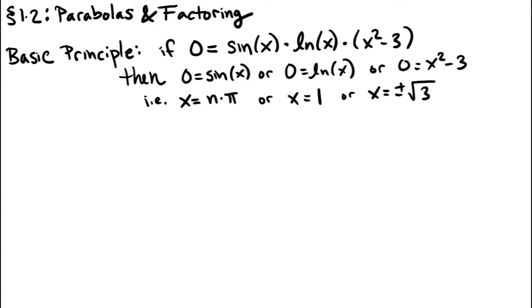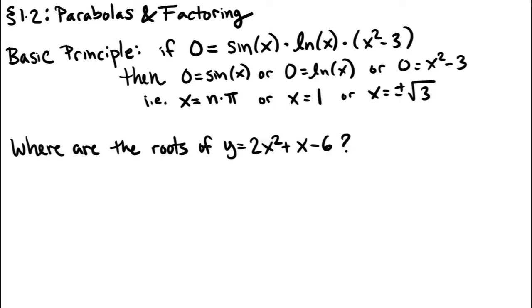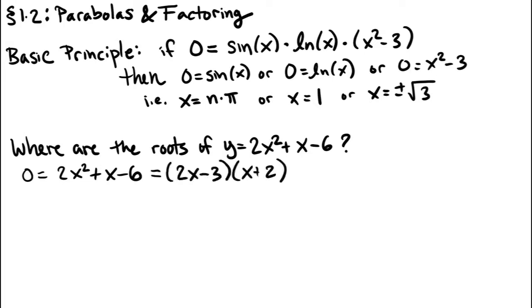Now let's try to use this basic principle of factoring to find the roots of a parabola. Where are the roots of the parabola y equals 2x squared plus x minus 6? Pause the video for a moment to think about your answer. We want to solve the equation 0 equals 2x squared plus x minus 6, and our strategy is to factor it into these 2 linear terms. Whenever you factor something, it's a good idea to multiply back and check that you get the original thing.